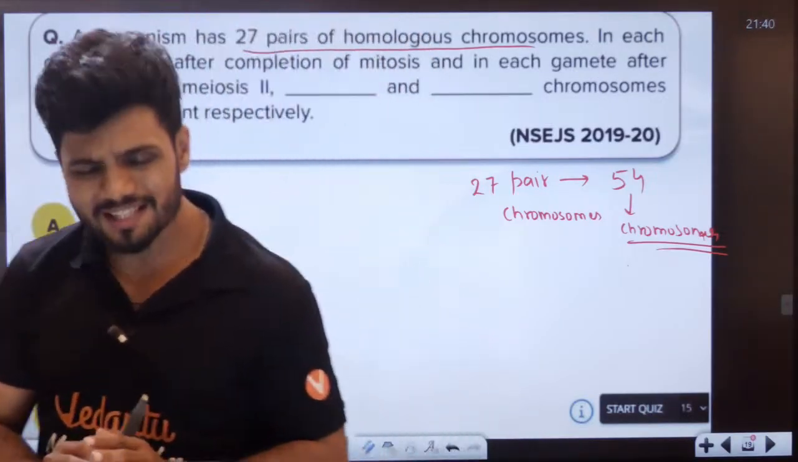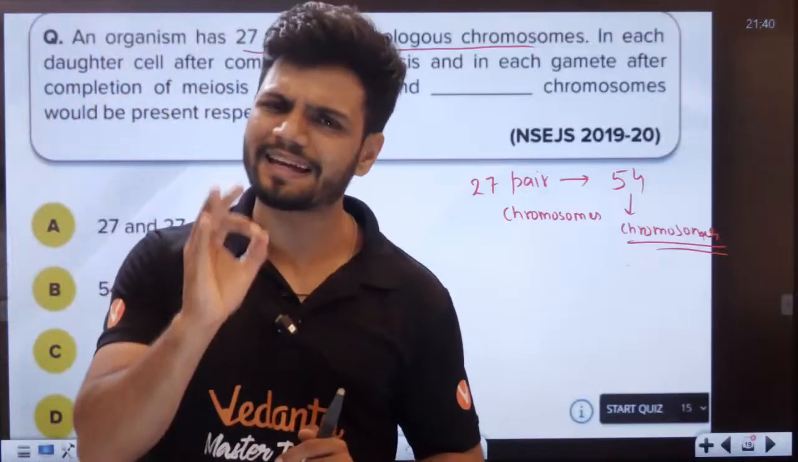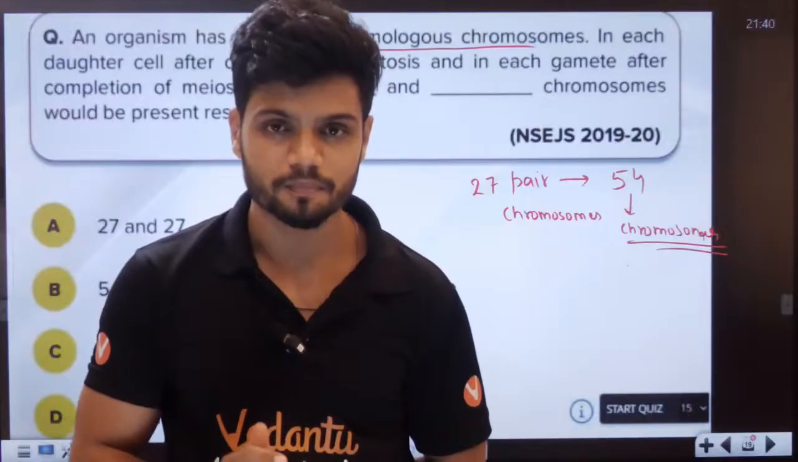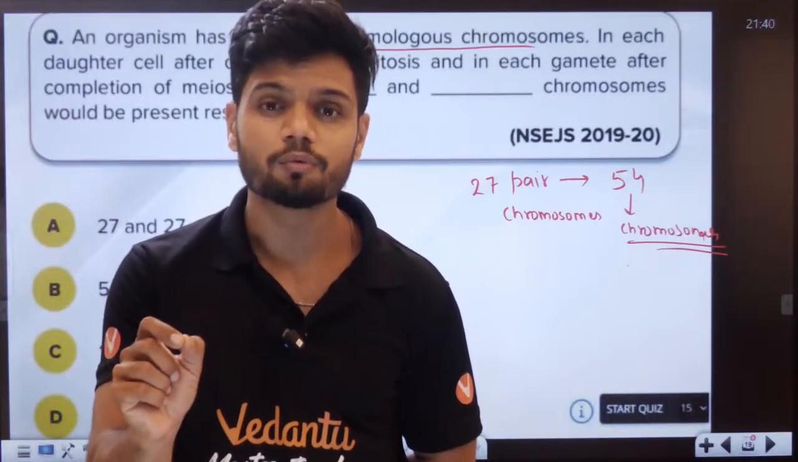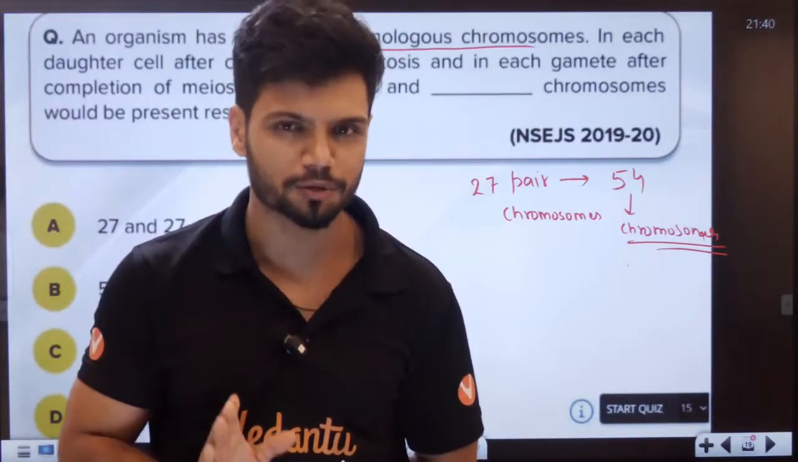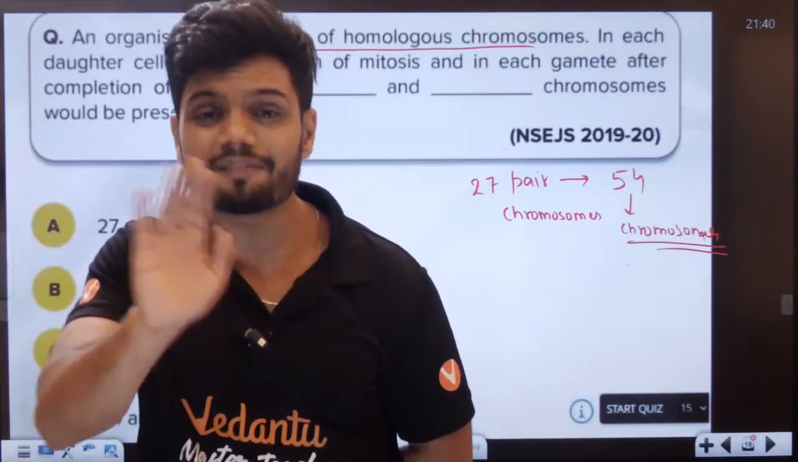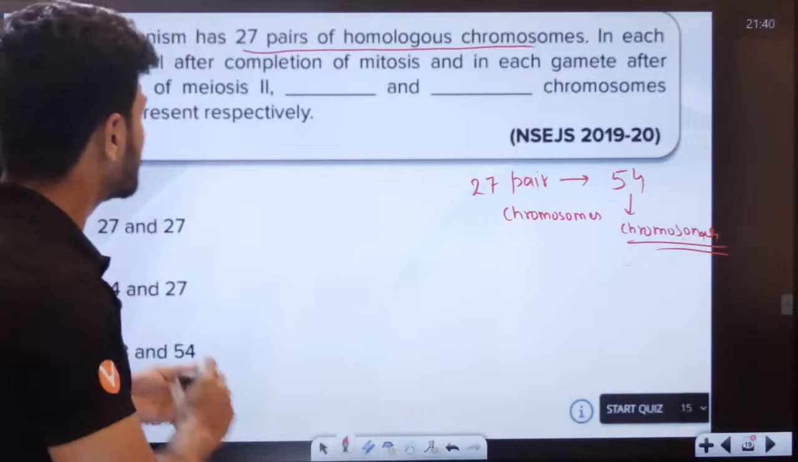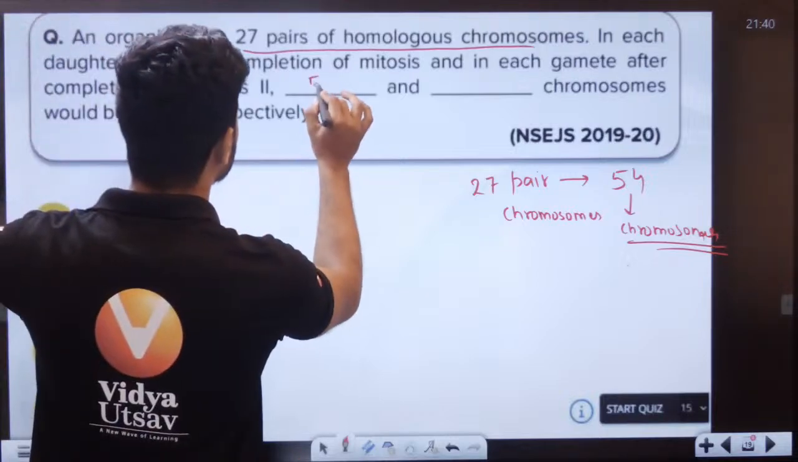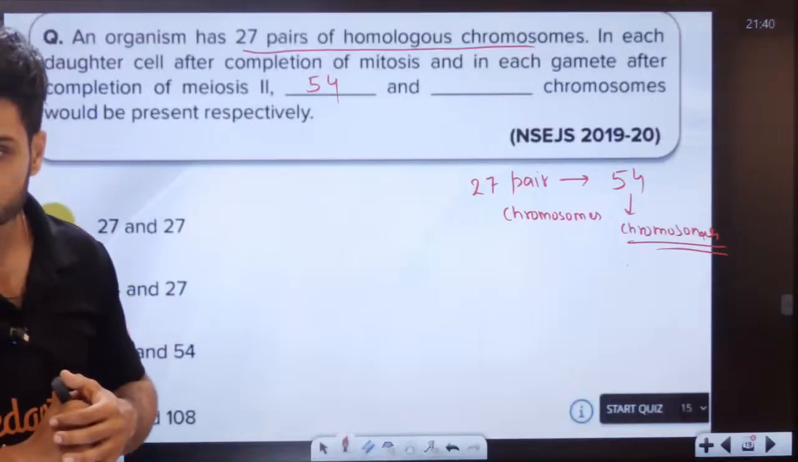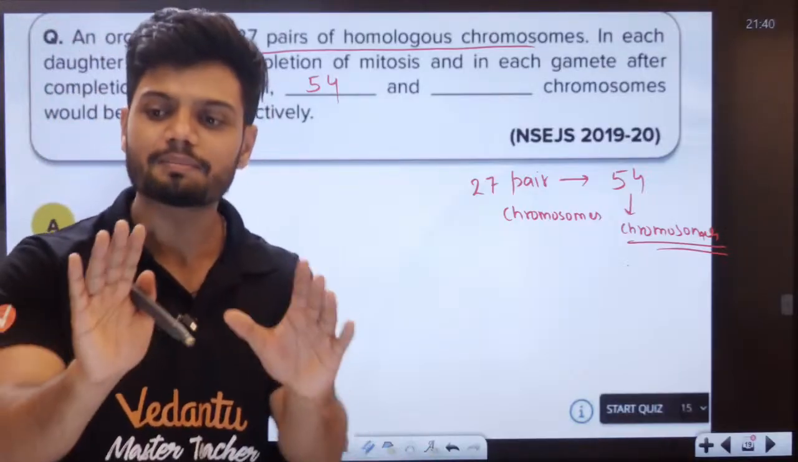Students, take any mitosis. Mitosis is called as reduction division. Mitosis is called as what? Sorry, equational division. It is called equational division because chromosome number never changes. So even after mitosis, it is going to be 54. Chromosome number never changes in mitosis.